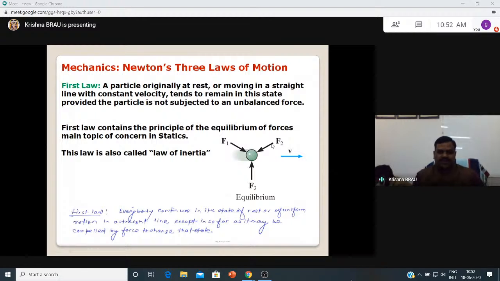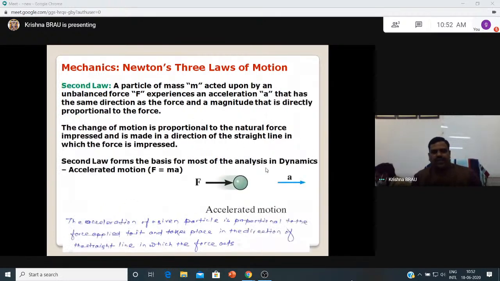If you determine the resultant force and it is at rest, v is equal to 0, or it is at constant velocity, that is called the static principle. Whereas dynamics is the rate of change of momentum. Force is equal to mass into acceleration, and the acceleration is proportional to the force. You can also convert to impulse-momentum and work-energy; the same equation F is equal to ma can be converted.